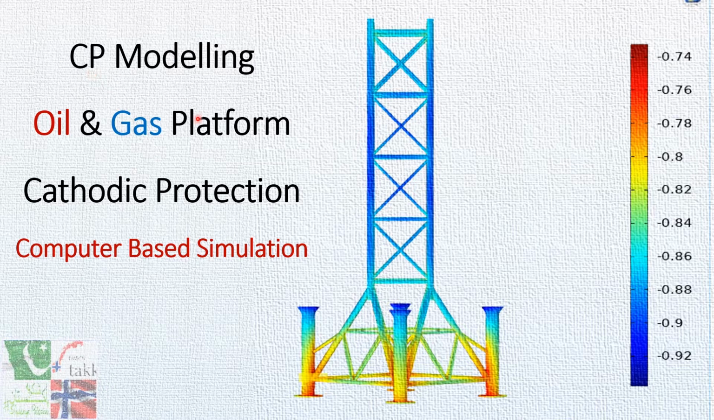Today I'm going to talk about CP modeling of an oil and gas platform in an offshore environment using aluminum anodes. This model is basically based on primary current distribution and stationary study, incorporating the world-famous cathodic protection technique.